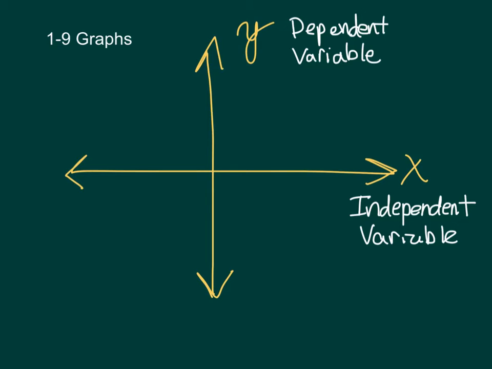Okay, and how do you tell the difference? Well, the dependent variable depends on the independent variable. So let's go to the next slide and take a look at an example of what a dependent and an independent variable would be.